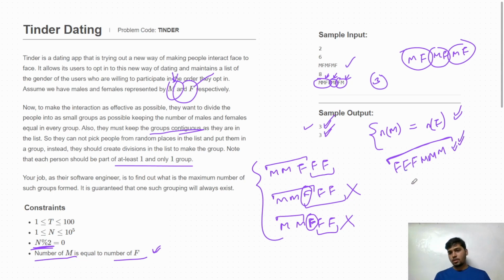Here you might think that we can select these two as a group because the number of males and females are equal. But if you do this, then we won't be able to select these two FF here and these two MM here, and hence it will violate this condition. So we cannot make a selection like this. We must select everyone. Everyone must be present in at least one group, and the number of males must be equal to the number of females.